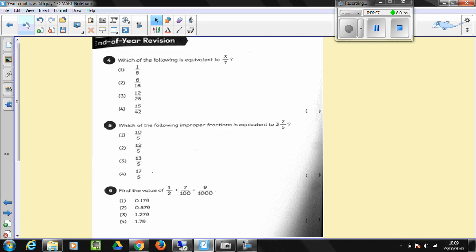We're looking at the end of year revision now. It comes right at the end of the second book and it covers everything we've done this year, so you might need to dig back into your memory to help you remember how to solve some of these.